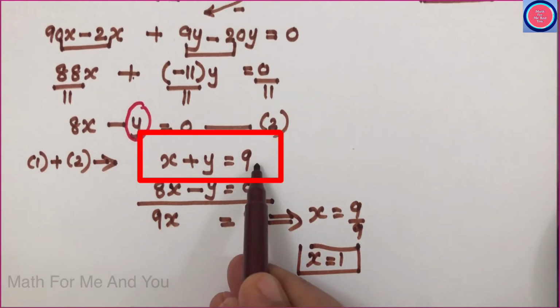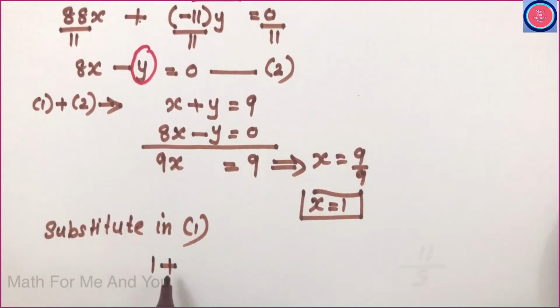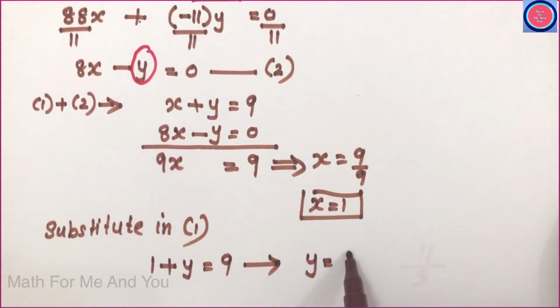I'm selecting equation number 1. The equation is x plus y equals 9. Substitute in equation number 1. In place of x, we put 1. So it is 1 plus y equals 9. What is y? y equals 9 minus 1, that is 8. So we get the two digits x and y.